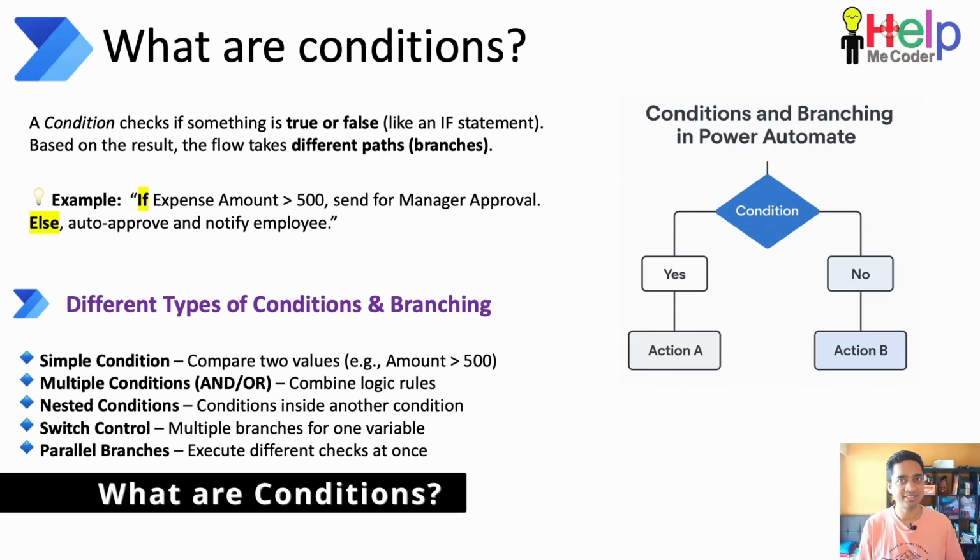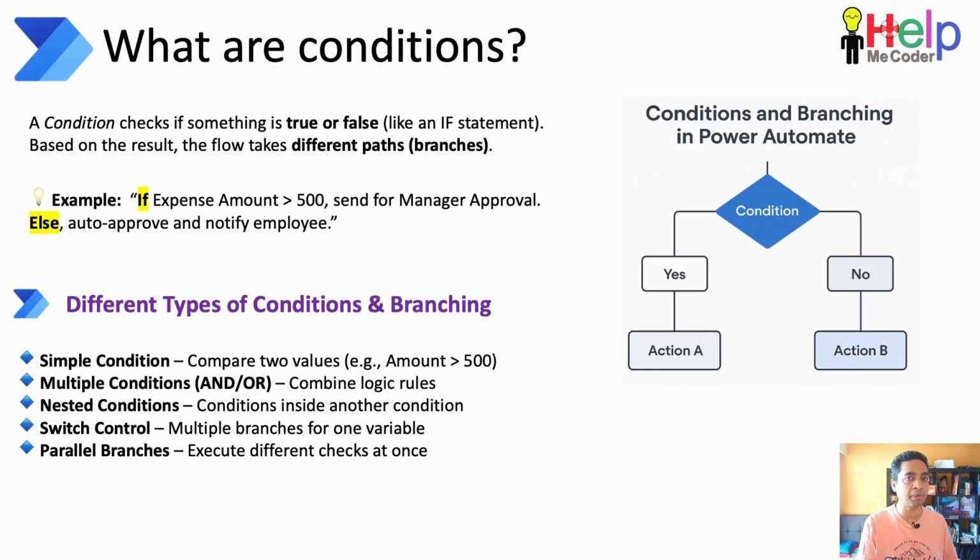So what are conditions? Conditions are checks that help you evaluate a particular logic and then take different routes based on the condition outcome. The condition outcome can be either true or false, and based on that outcome, you decide on two different paths. Example being, imagine we are doing an expense application, and in this expense application, if someone submits an expense which is greater than 500, then I want that flow to send it for an approval to his manager. If it is less than 500, then I want to approve it there and then and notify the employee.